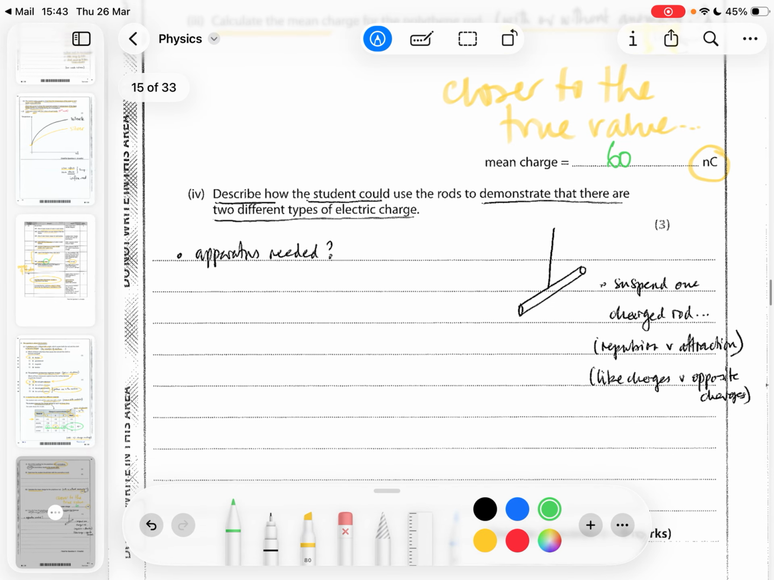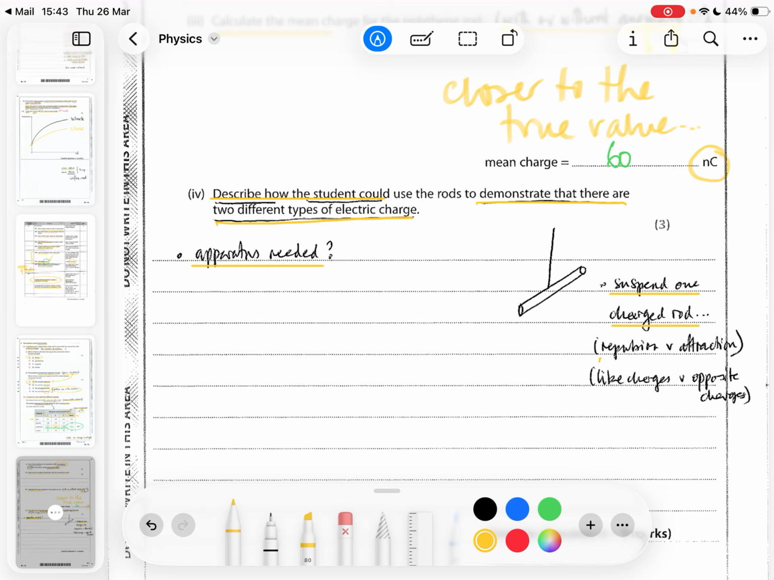And then it says, describe how the student could, this is a very common question in paper 2, use the rod to demonstrate that there are two different types of charge. So what apparatus would you need? Well, obviously you would need to charge one rod, and normally you would suspend a charged rod so it's isolated from anything else. So you could use some thread to hang it from the ceiling, yeah.